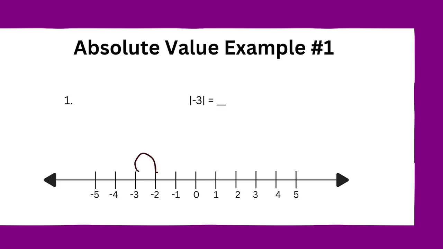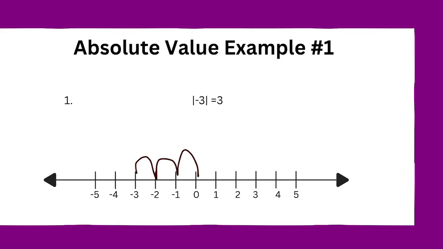So I'm going to draw one bunny hop, which gives me -2. Another bunny hop, which gives me -1, and then another bunny hop, which gets me to 0. That's where I want to stop, because now I'm at 0. So that means -3 takes 3 bunny hops to get to 0. So I'd put the absolute value of -3 equals 3, because I know absolute value will always be positive. So I'm changing that negative into a positive, and that's how I got my answer.